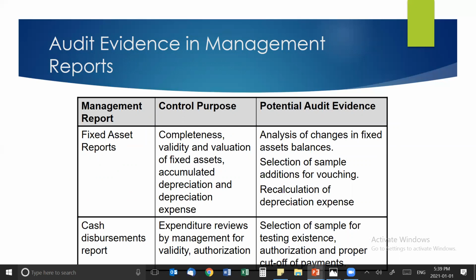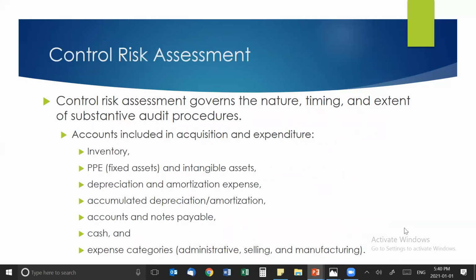Fixed asset reports could show the changes in the fixed asset balances. So it could show the fixed assets' opening net book value, what the depreciation was, and the closing net book value. This will help do a recalculation of depreciation expense. It could help pick out a sample for additions to fixed assets to test. And then the cash disbursements report will help to see if there's proper cutoff for payments.